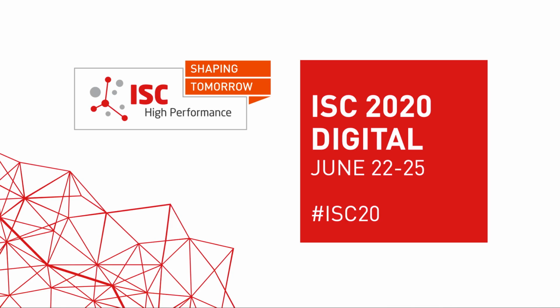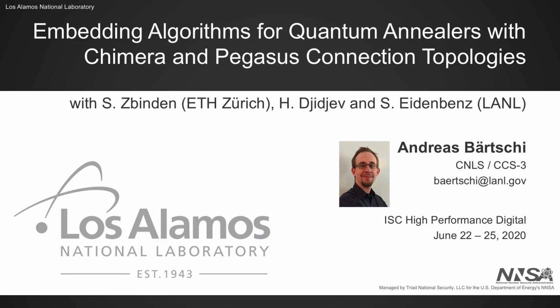Hello, I would like to welcome you to the next talk, which has the goal of making current and near-term quantum annealers more useful for combinatorial optimization. In particular, it addresses a major bottleneck, which is that of finding minor embeddings for quantum annealer topologies, such as the current Chimera or the next generation Pegasus connection topologies of D-Wave quantum annealers. This is joint work with Stefanie Zbinden from ETH Zurich and Hristo Djidjev and Stefhan Eidenbenz from Los Alamos National Laboratory. You can find my picture and contact details here, because unfortunately I am not able to join by webcam.